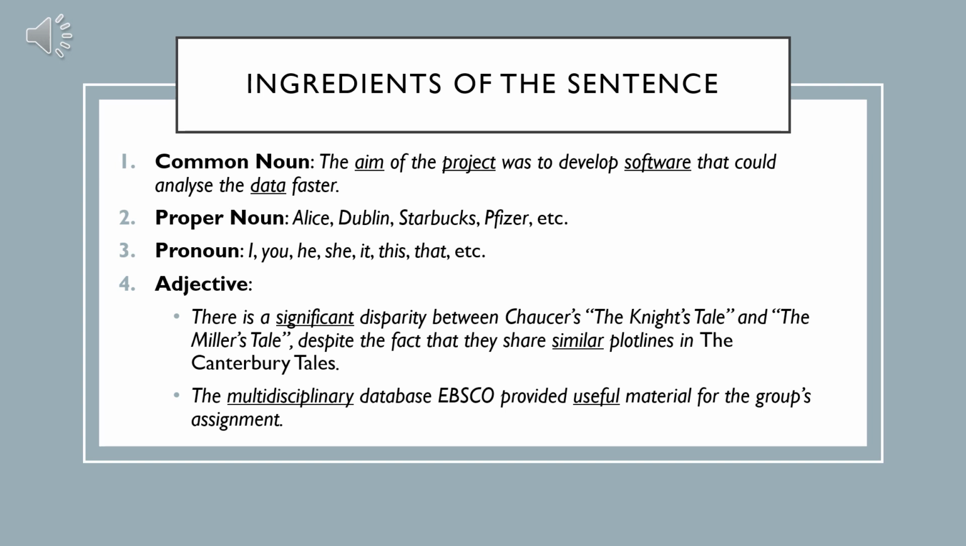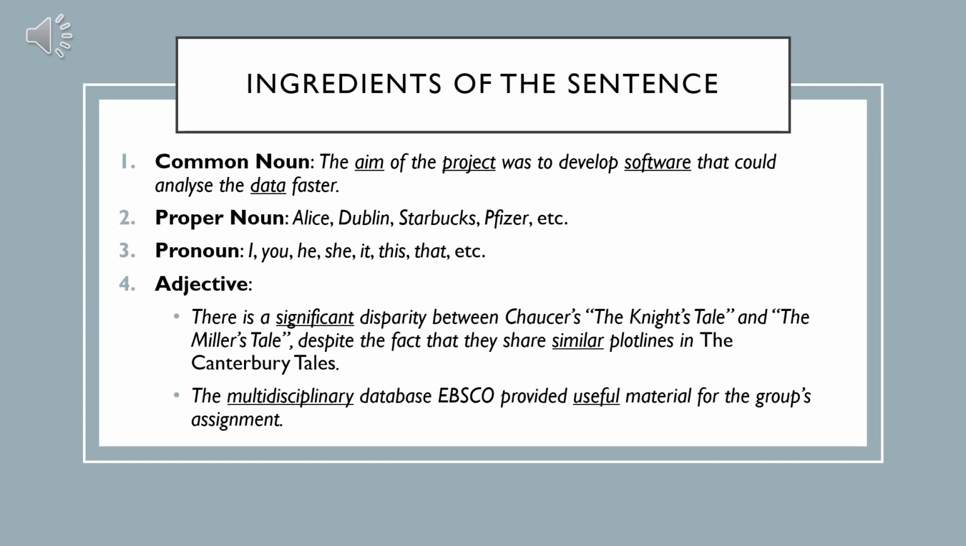An adjective is a word in the sentence that describes a noun or a pronoun. For example, there is a significant disparity between Chaucer's The Knight's Tale and The Miller's Tale, despite the fact that they share similar plot lines in the Canterbury Tales. The word significant is describing the noun disparity, and the word similar is describing the noun plot lines. As such, significant and similar are the adjectives of this sentence.